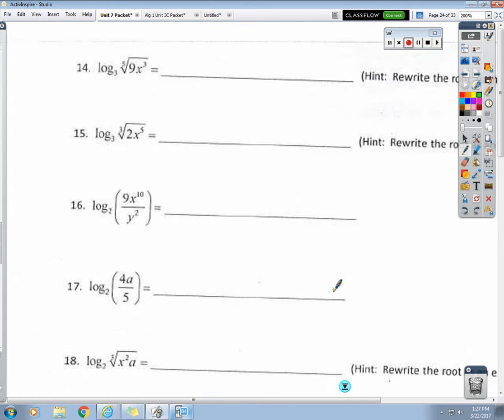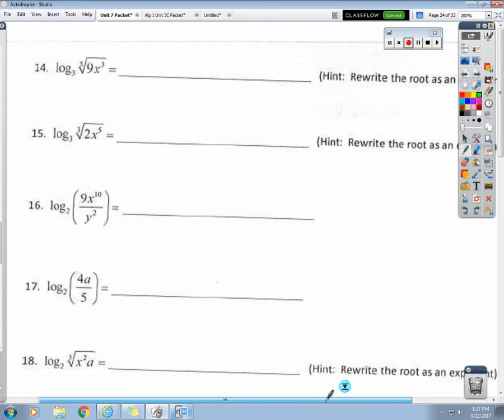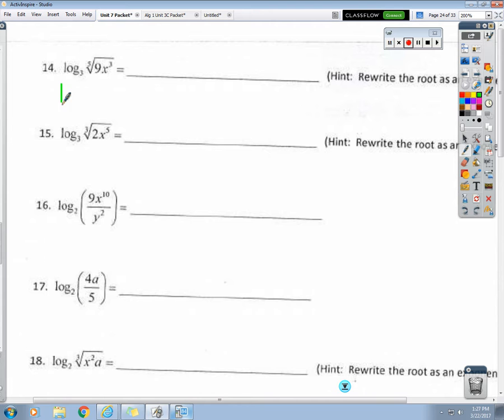Number 14. They give you a hint right away to rewrite the root as an exponent. So instead of log base 3 of the 5th root of 9x cubed, how do you rewrite the 5th root as an exponent? If you rewrite the square root as raised to the 1/2, how do you think you're going to rewrite the 5th root? 1/5.